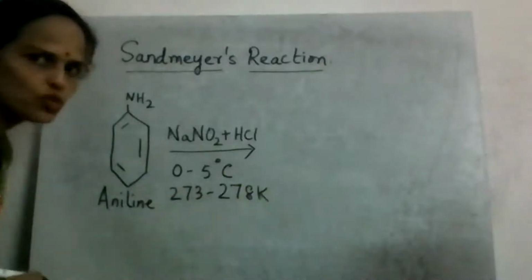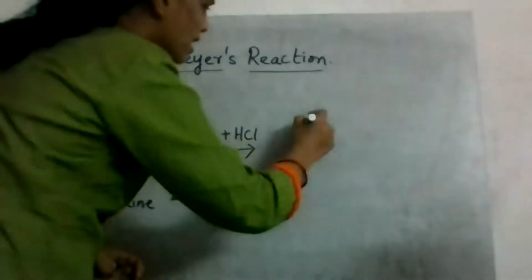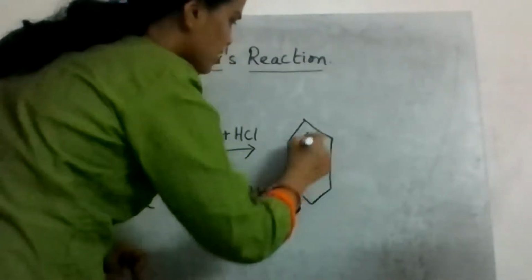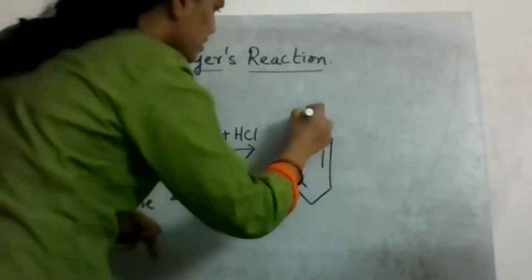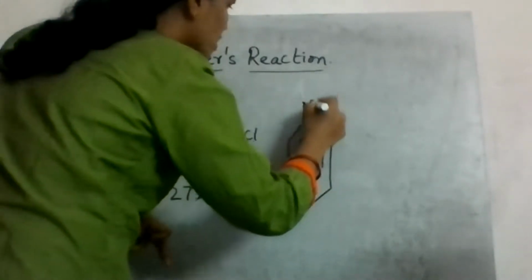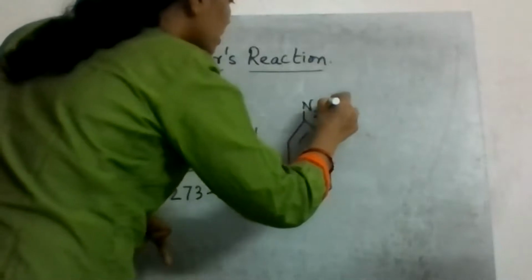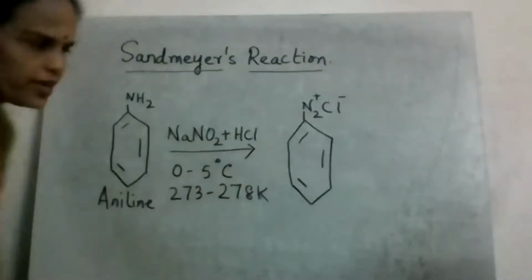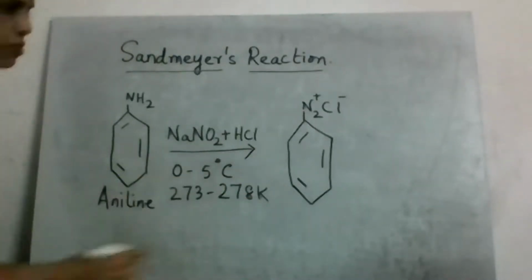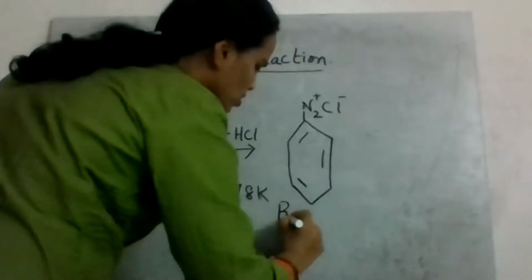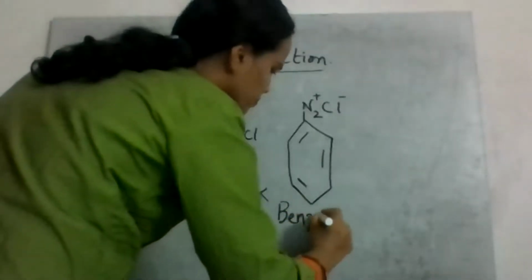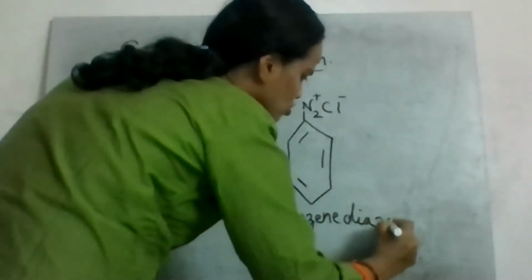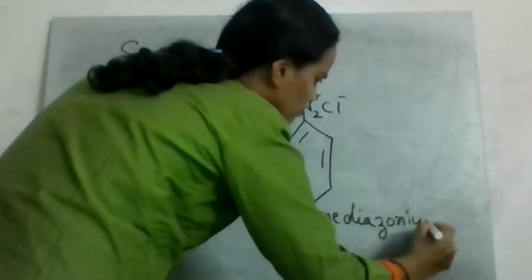It results in giving you benzene diazonium halide salt. This is the reaction which you get, benzene diazonium halide. Since I took HCl here, it gives you N2 plus Cl minus. Benzene diazonium chloride you get. This benzene diazonium chloride is very unstable. Benzene diazonium chloride.